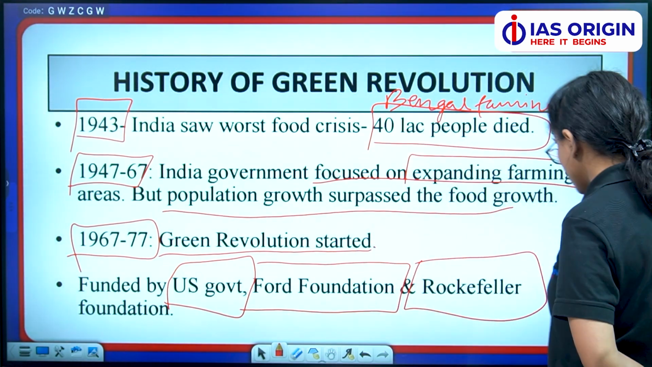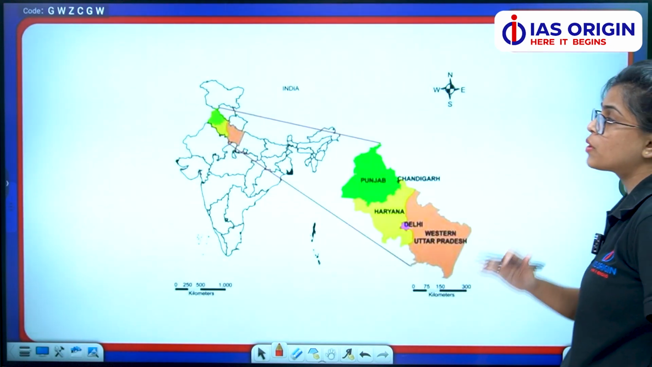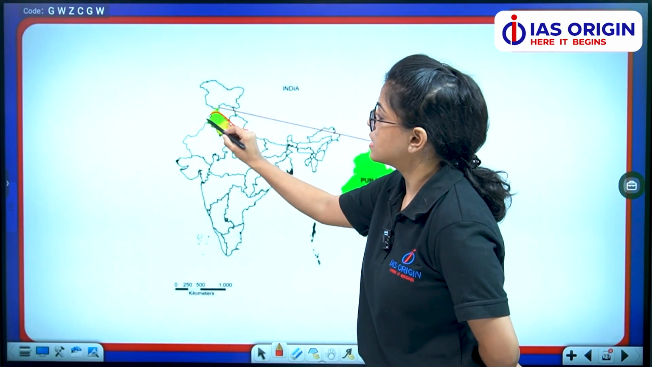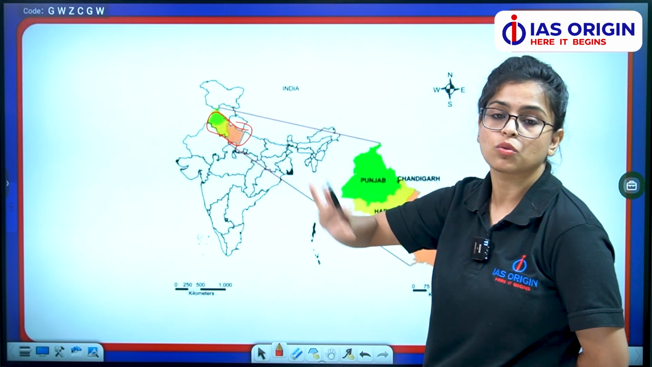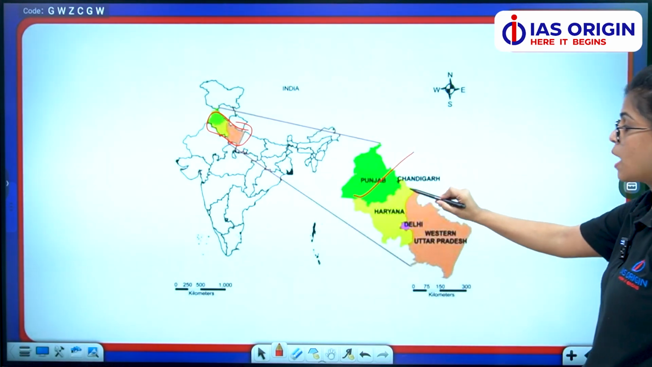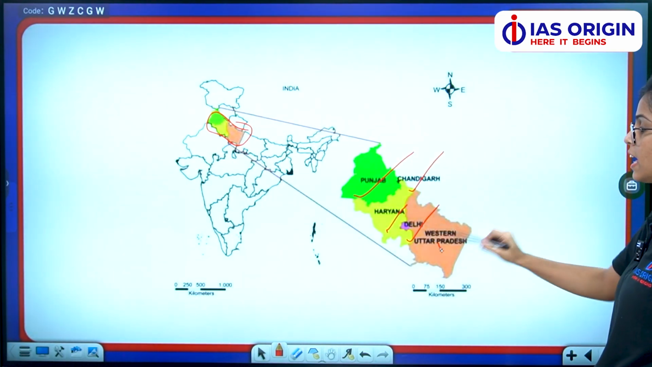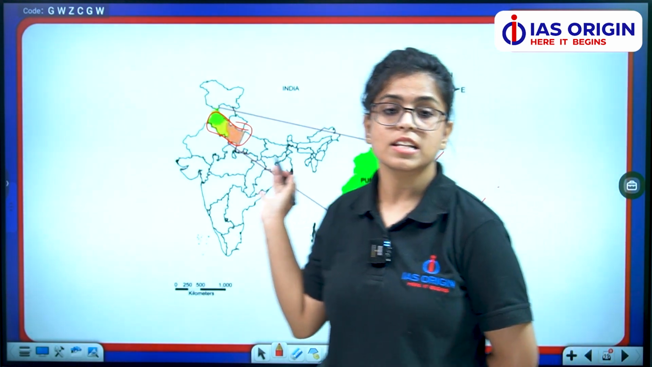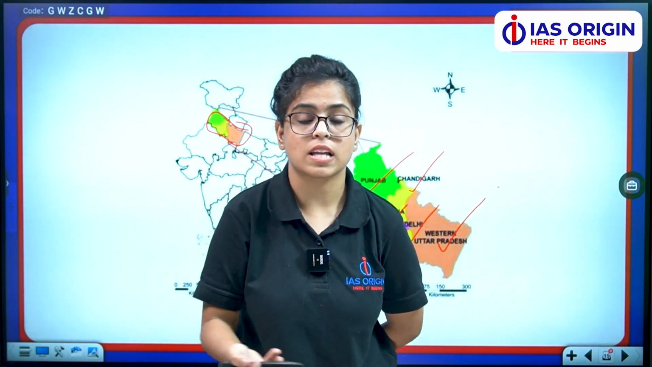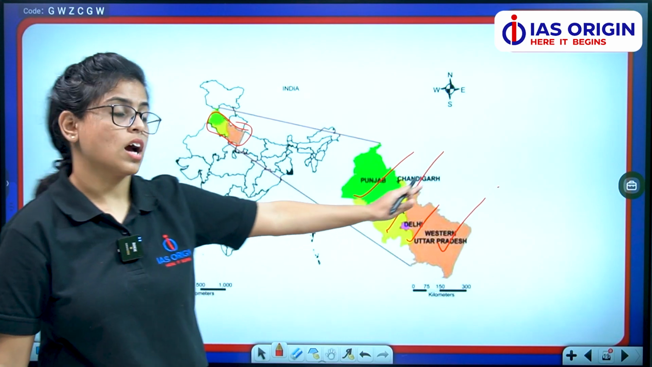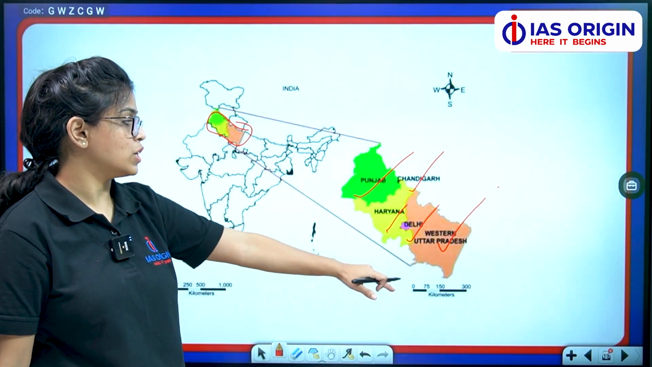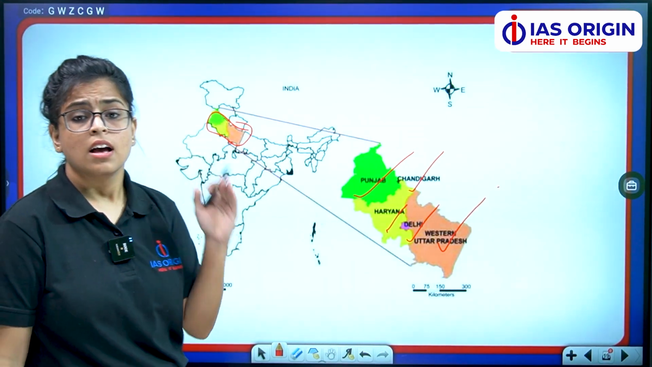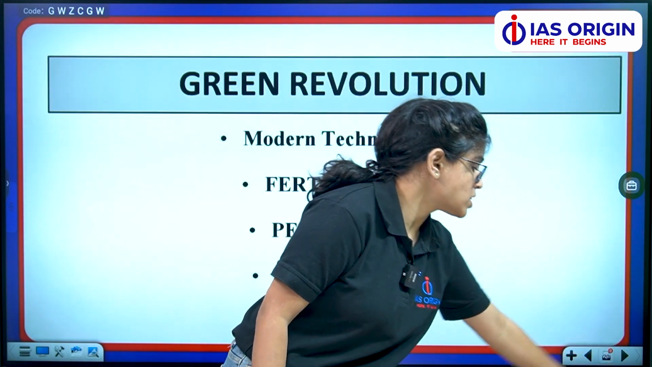When we talk about the extent of Green Revolution, it was basically confined to the northwestern states of Punjab, Chandigarh, Haryana, Delhi, and Western Uttar Pradesh. In these states, Green Revolution का main focus था, and these states emerged as victors in the Green Revolution, where their production increased to the greatest amount.